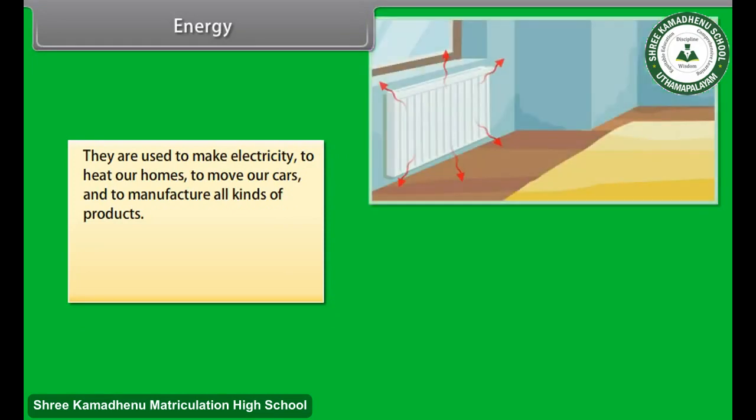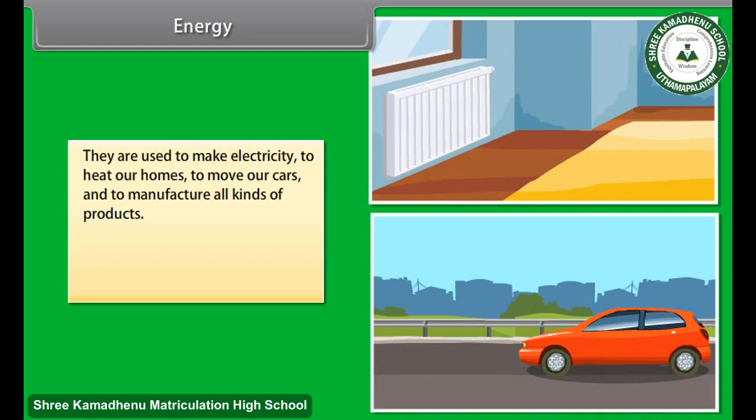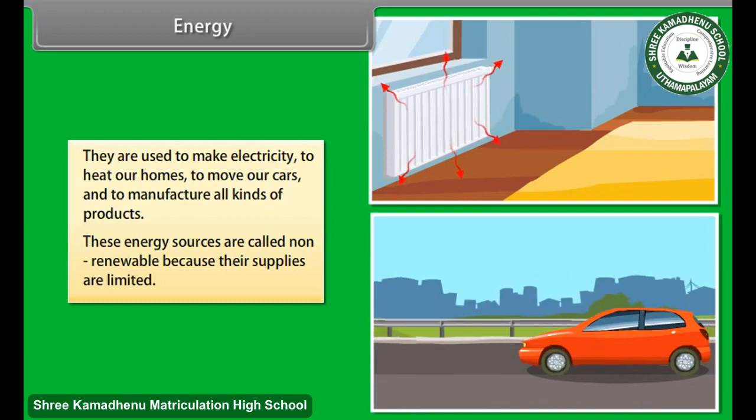They are used to make electricity, to heat our homes, to move our cars, and to manufacture all kinds of products. These energy sources are called non-renewable because their supplies are limited.